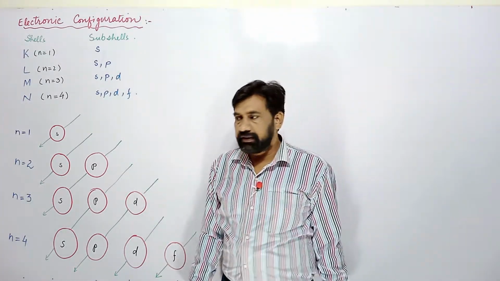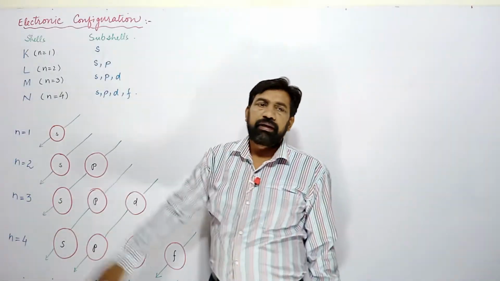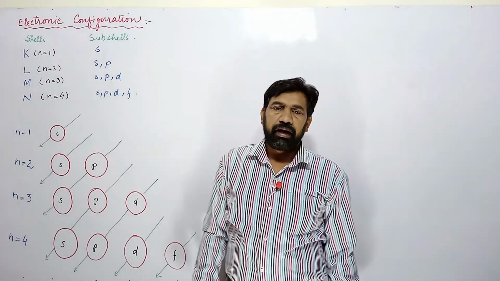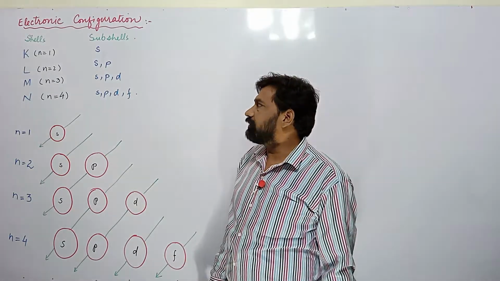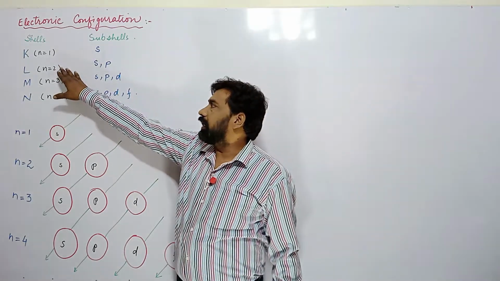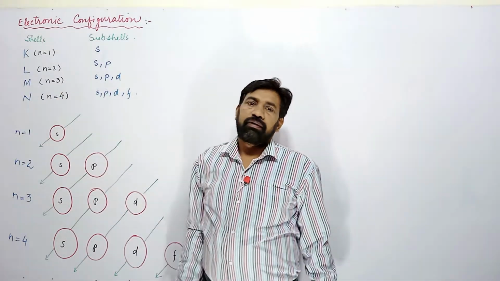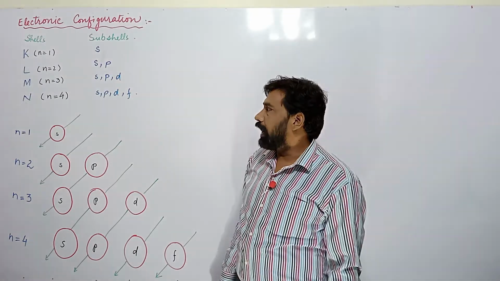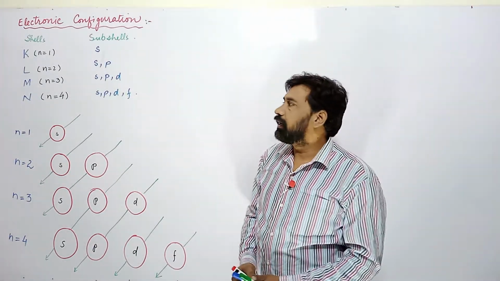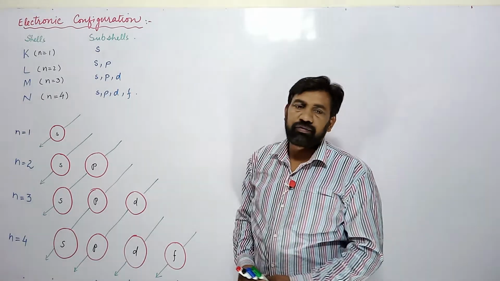First of all, what are these shells? We mostly name these shells as K, L, M and N. And for these shells, quantum number is equal to, for K, n is equal to 1, for L, n is equal to 2, for M, n is equal to 3, and for N, n is equal to 4.